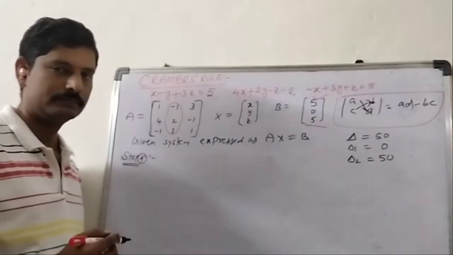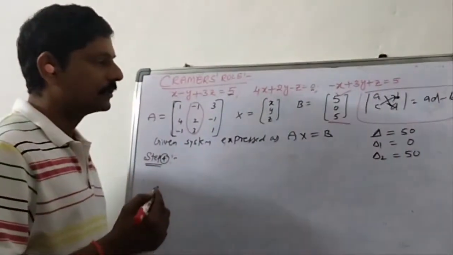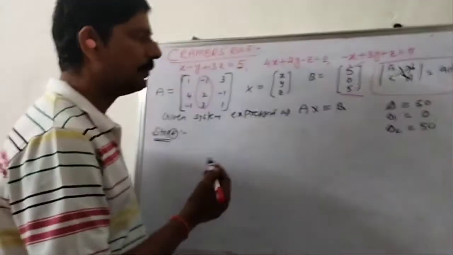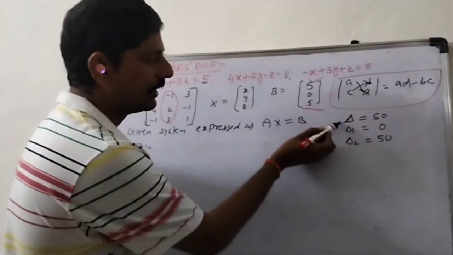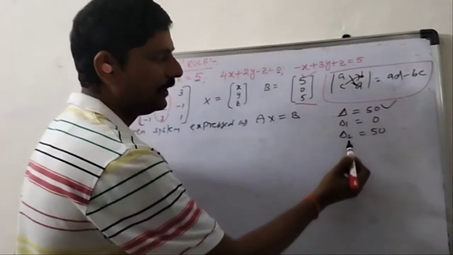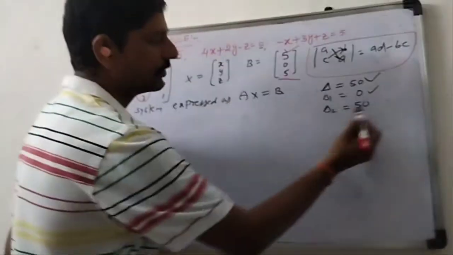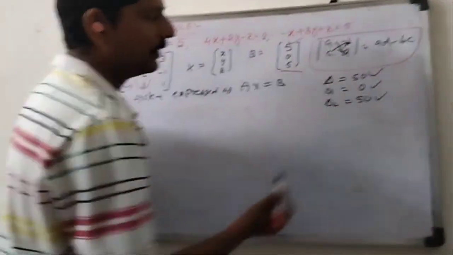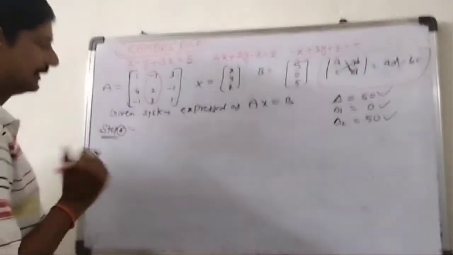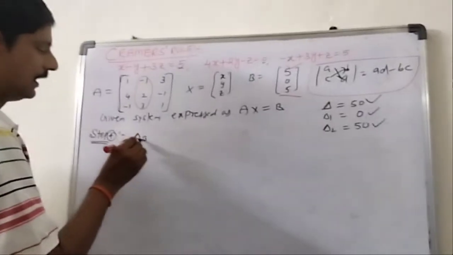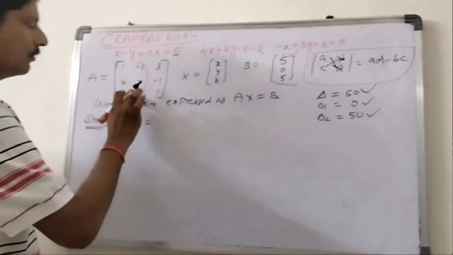Right students, before going to the next step, let us remember the values we got. We got delta as 50, delta 1 as 0, and delta 2 as 50. Now we have to find delta 3.